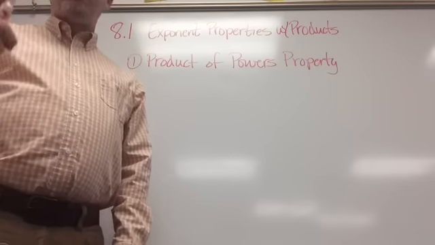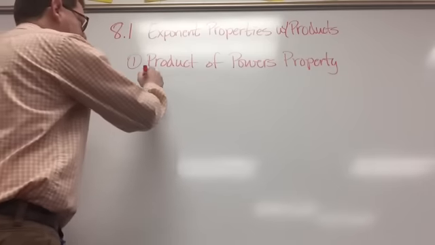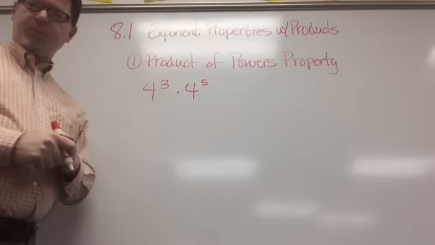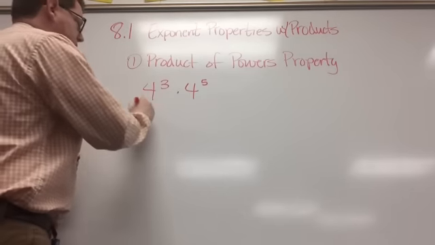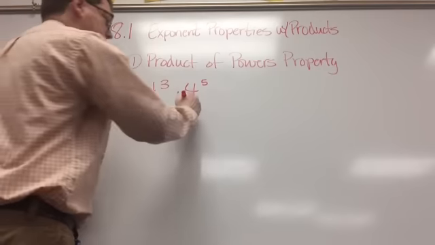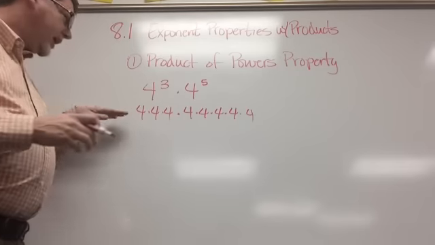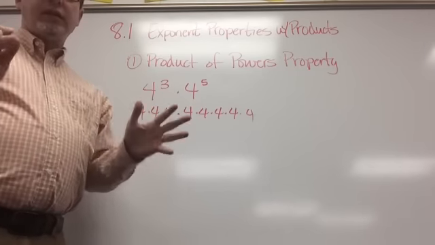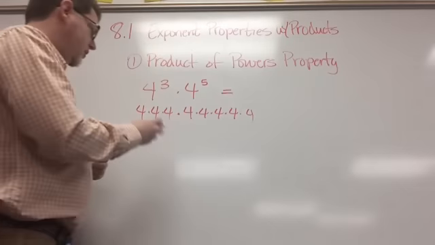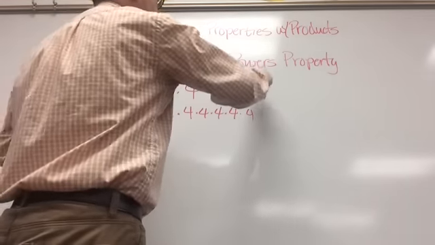The product of powers property. I'm going to give you a couple of examples. What if I had 4 to the third times 4 to the fifth? Now 4 to the third is 4 times 4 times 4, and we're going to multiply that by 4 to the fifth, which is 4 times 4 times 4 times 4 times 4. At this point I'm not asking you for an answer, I just want you to simplify the expression. That is 1, 2, 3, 4, 5, 6, 7, 8. 4 to the 8th power.